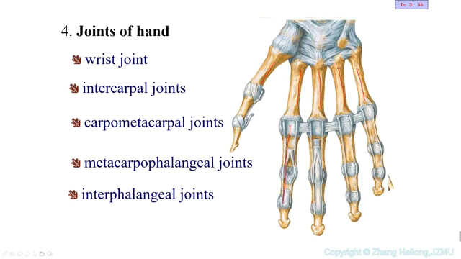And then here are the phalanges. Between them are the metacarpophalangeal joints. There are 1, 2, 3, 4, 5 metacarpophalangeal joints. And then the last one is the interphalangeal joints. Every finger has 3 phalanges: here is the proximal part, here is the middle part, here is the distal part.